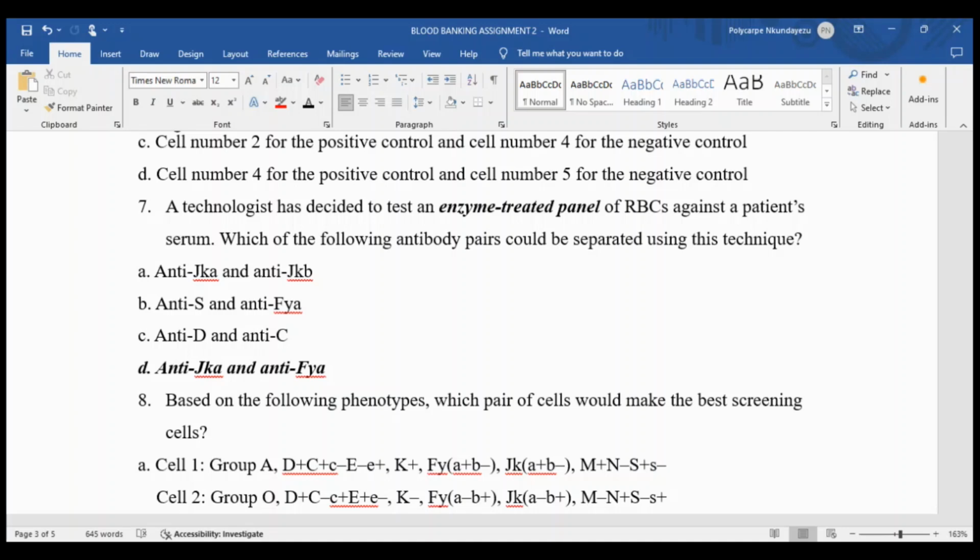Yes, please, we are here. Who can help us? I've already selected them. Anti-JKA and anti-DAFI-A. Okay, so we are using them to separate by enzyme treatment. Yes, because if you look at anti-JKA and JKB, they are not really affected, since they are both in the same group. So we can't use this pair to separate them because they are all being treated the same way.